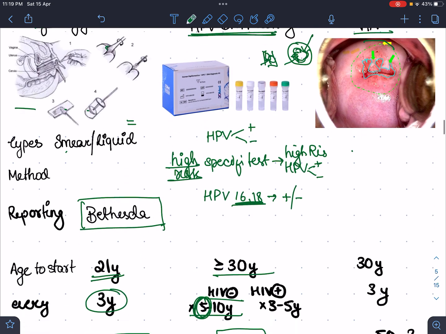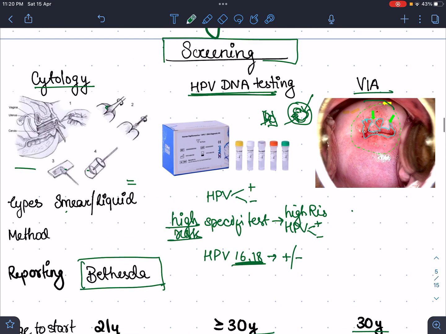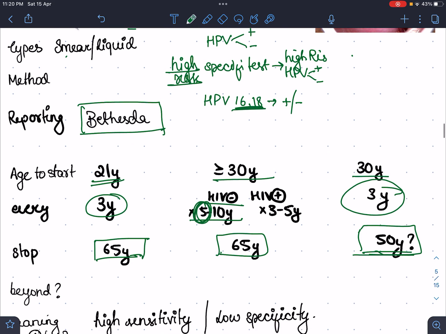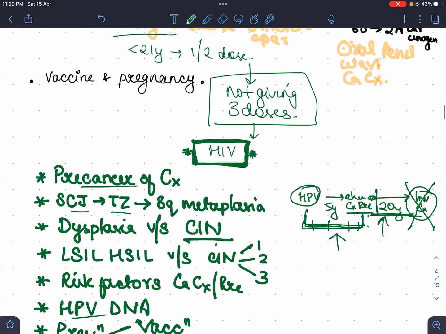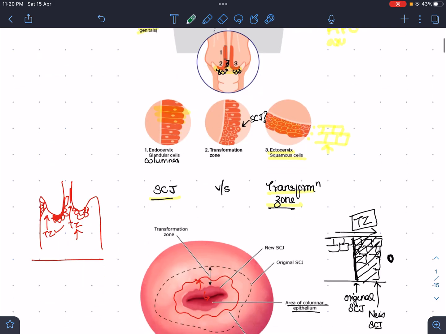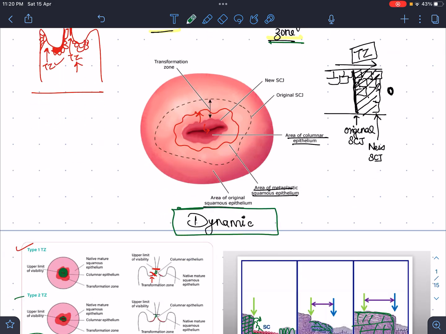Now, if you're doing visual inspection with acetic acid, you can again begin at 30 years. You have to repeat every 3 years, and you can stop at 50 years. Now you'll ask, here you are stopping at 65 years, here you are stopping at 50 years. Why? What happens at 50 years? Most women achieve menopause at this time. And if you remember, for visual inspection we need to visualize the transformation zone. And I had told you the transformation zone is dynamic, hormone dependent.